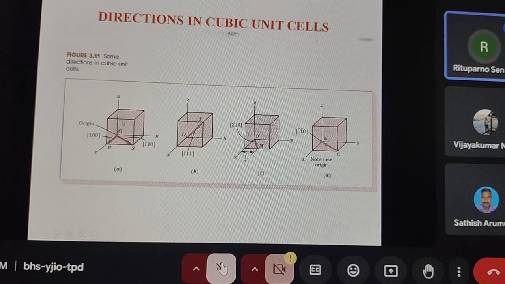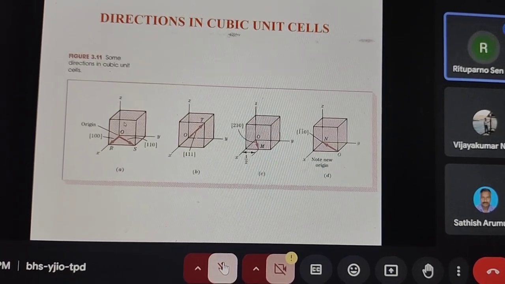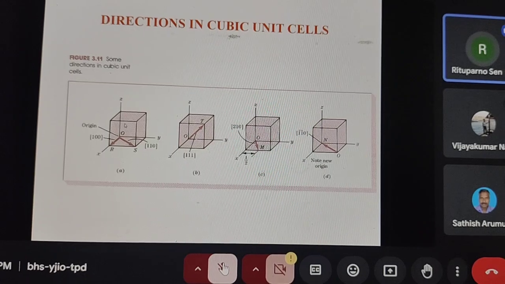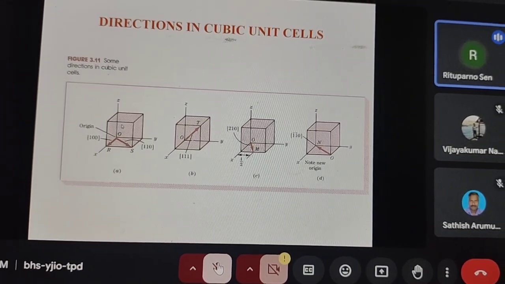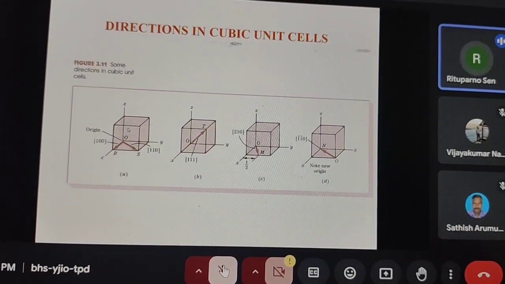Now, the designations of different kinds of directions and planes have to be understood properly so that you can understand the mechanical behavior of solids. Otherwise, you won't understand these things.